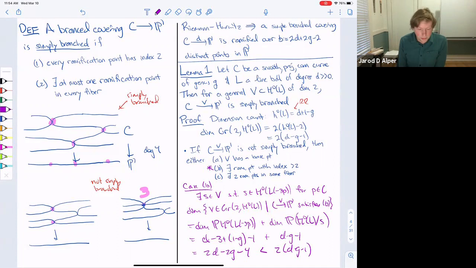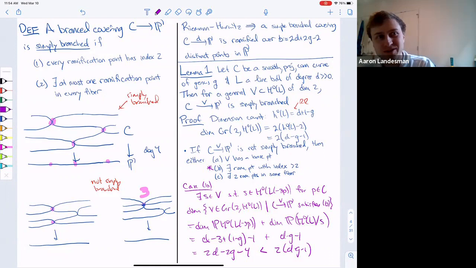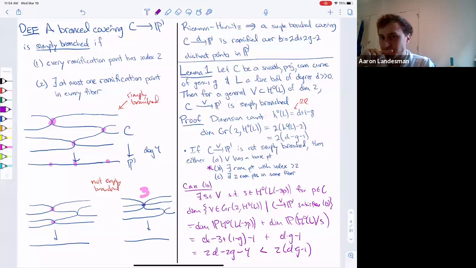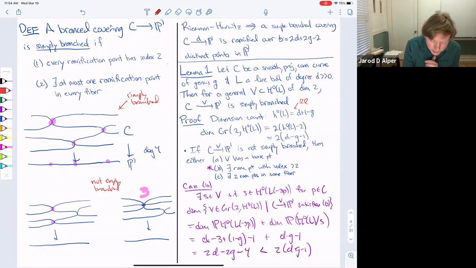Jarod, I thought in characteristic 2 there weren't simply branched covers. Do you know if this goes wrong somewhere or if I'm misremembering? Because I thought they were always wildly ramified. Right. I don't remember. I need this in characteristic 0, but I'm not sure if this breaks down in positive characteristic. Also, let me add a characteristic 0 assumption here. That's a fair question.